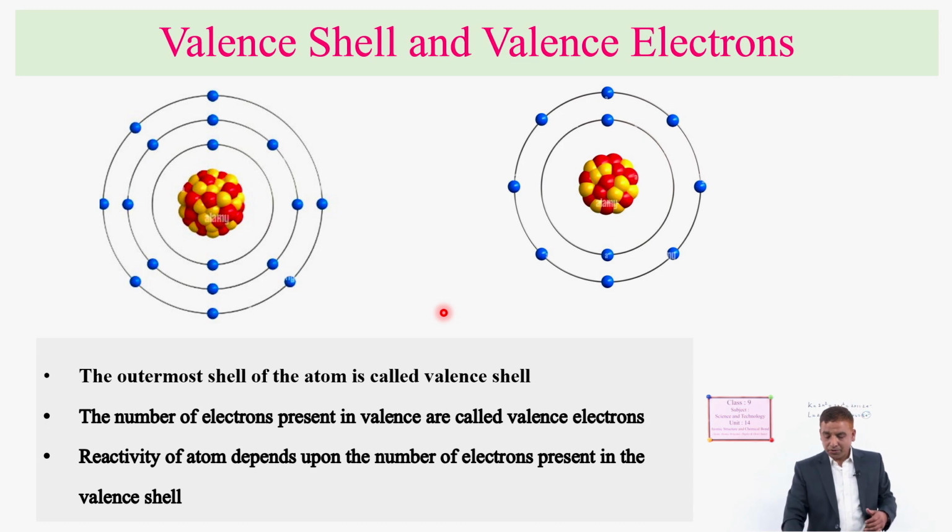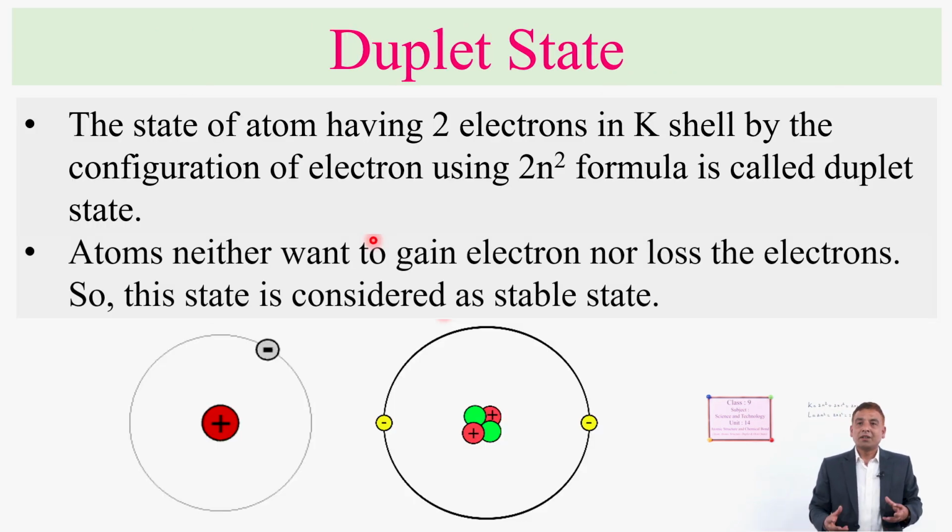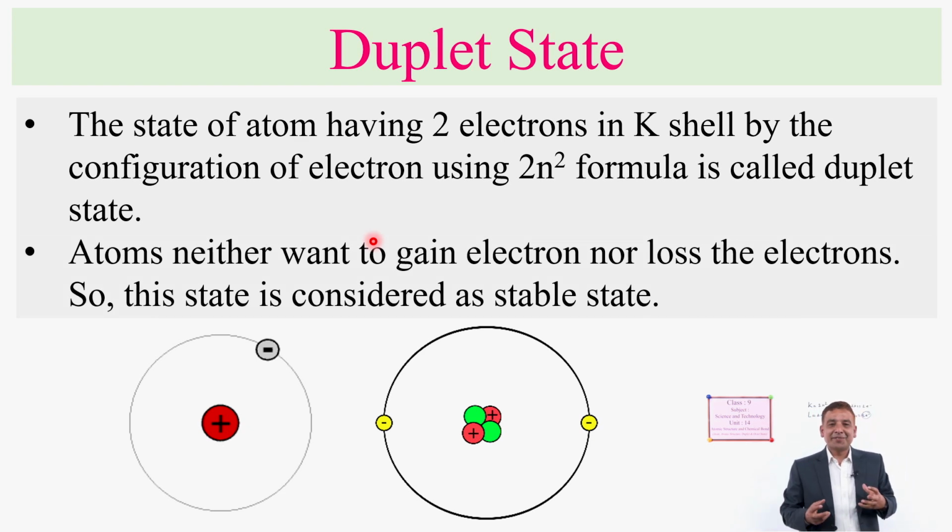Now we are going to talk about another feature of the atom, that is called the duplet state. Duplet state is the state of an atom in which the atom has got 2 electrons at the valence shell by either gaining or losing electrons. By acquiring 2 electrons at the outermost shell, the atom becomes stable, that means very inert, that means it does not want to react with other atoms. In this condition, the atom neither wants to gain nor lose an electron.